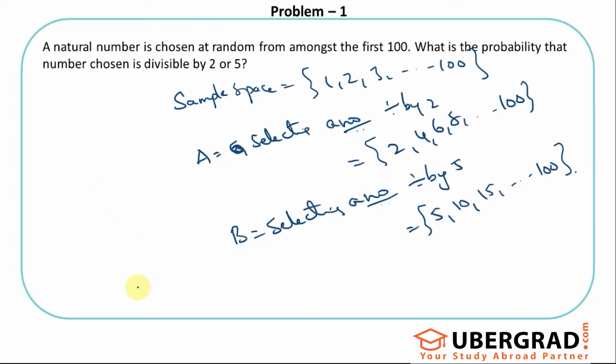So what is the question asking me? What is the probability that the number chosen is either divisible by 2 or by 5? Event A has to happen or B has to happen, right? Select a number which is divisible by 2 or divisible by 5.